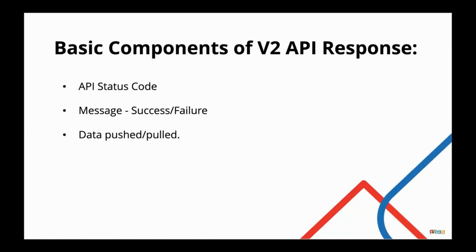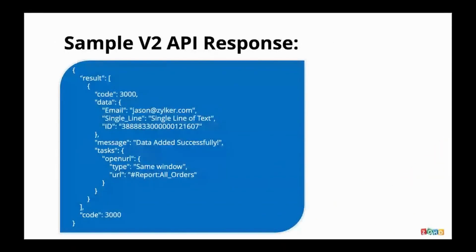In the response, you can get the API status code, a success or failure message, and the data that is pulled from or pushed into the Zoho Creator database. These can be visualized in the response as you can see here, along with the record ID that has been created.